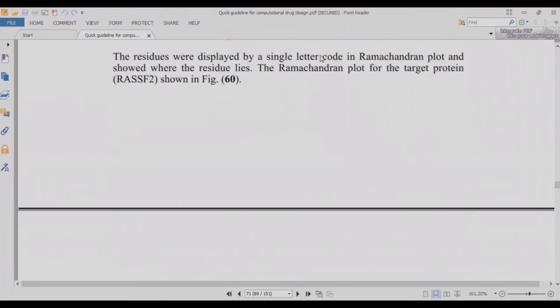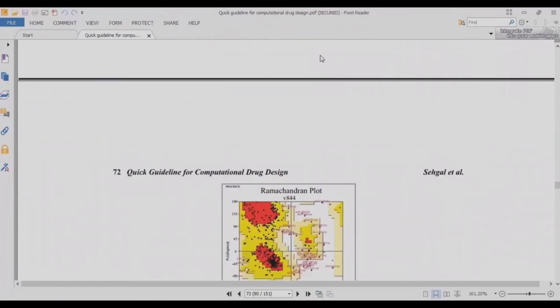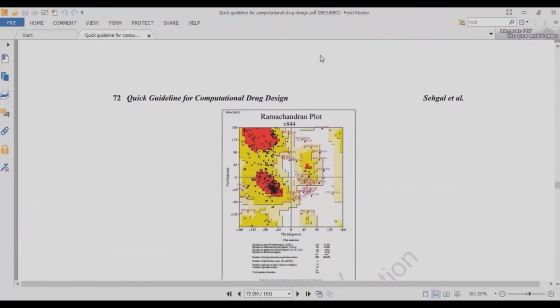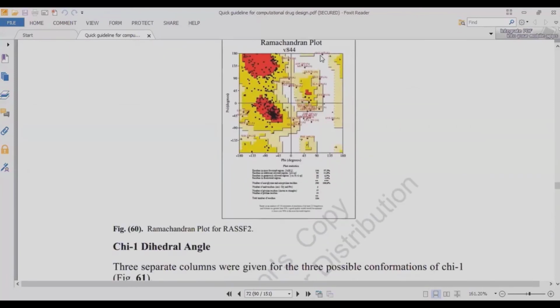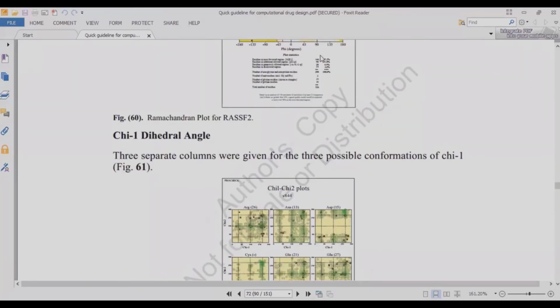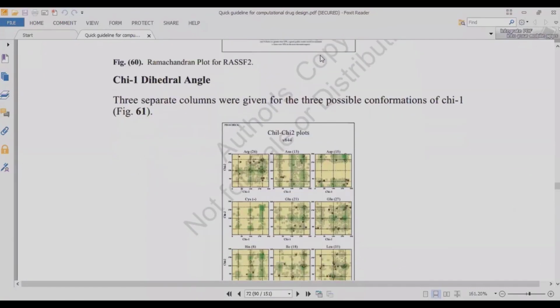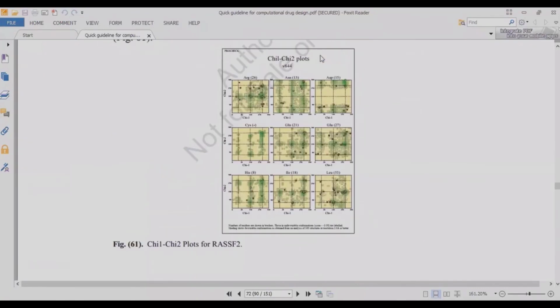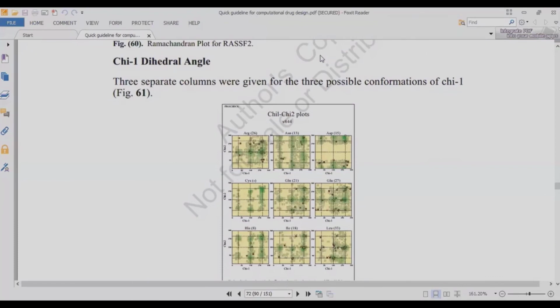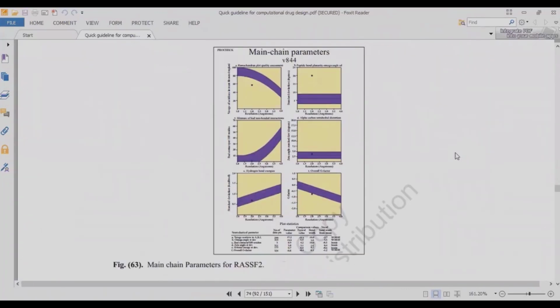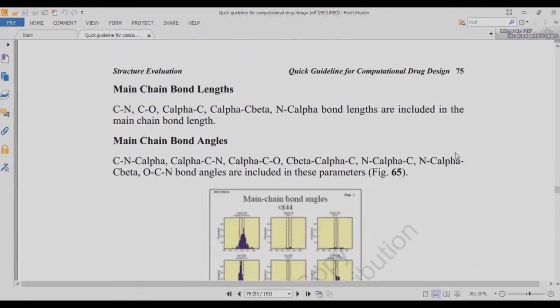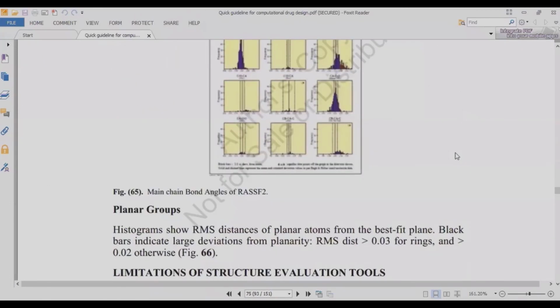Then we have the Ramachandran plot, which was predicted by different tools last time, and I remember there are so many tools that help to analyze the Ramachandran plot, in which we have the favored region, allowed region, and outliers, and there are so many angles that have been evaluated in the Ramachandran plot. You can have a look here. Three separate columns were given for the three possible conformations of chi1. Then you have the results of chi2, and okay, these are all the graphs we generated with the Ramachandran plot. It's in very detail. If you want to study, you can.